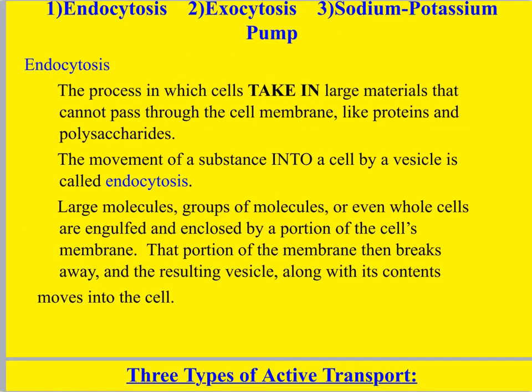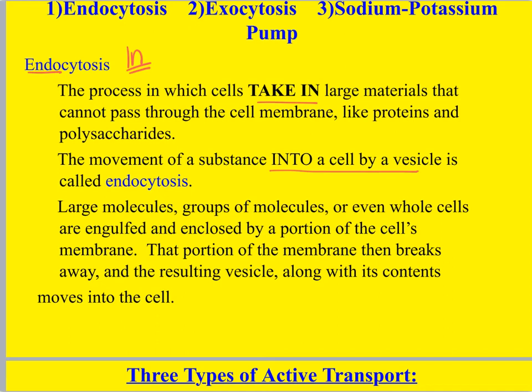All right, so you have three types of active transport: endocytosis, exocytosis, and the sodium-potassium pump. So endocytosis is taking molecules into the cell. Okay, so this is taking large molecules in. Because they're so large, that takes energy. So this is moving things into the cell through a vesicle. That's called endocytosis. So this is going to be bigger molecules, groups of molecules, or possibly even a whole cell.